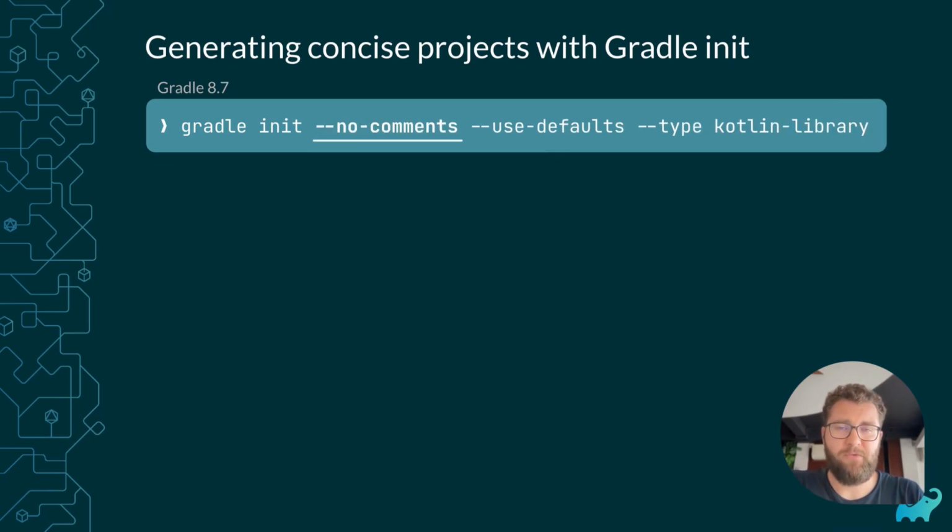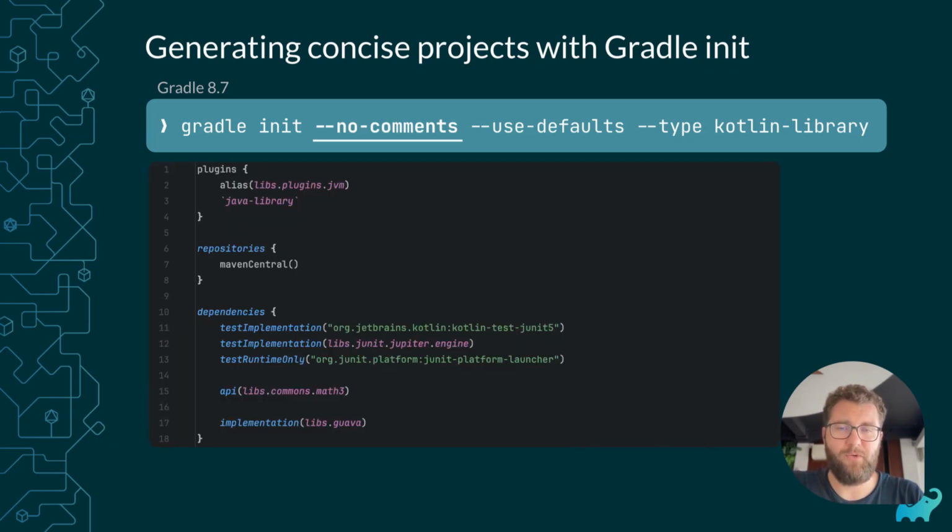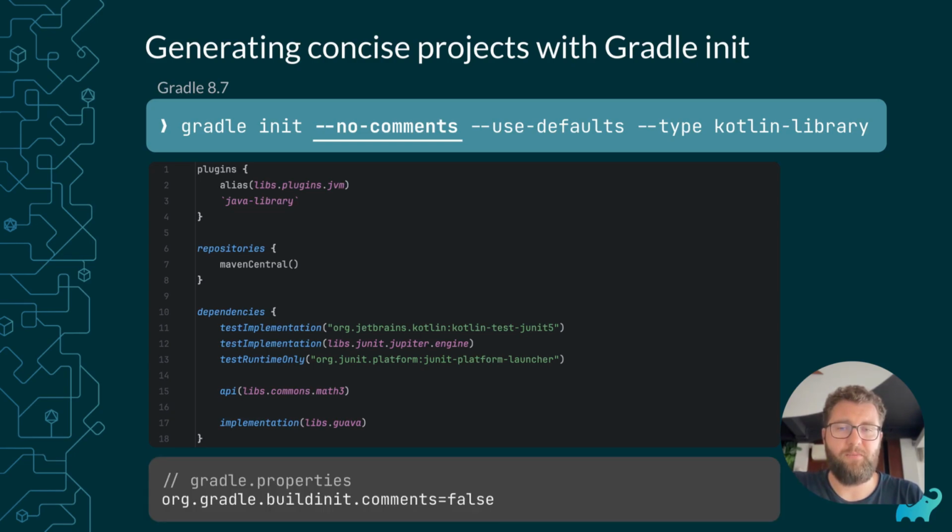In Gradle 8.7, we introduce a new option for the init command called no comments, which does exactly what you would expect. It generates the same build logic, but drops all the comments to make the projects clean and nice. If you prefer this behavior over the default one, you can make it persistent by setting build init comments to false in your Gradle user home properties.